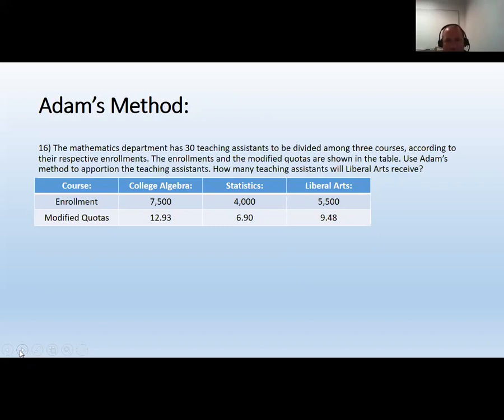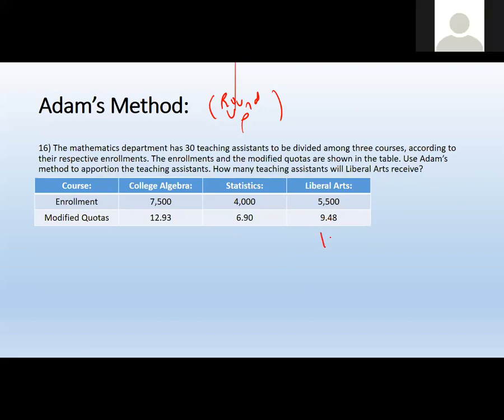So we're using, well, actually they already give us the modified quota. We just have to determine, are we rounding up or down on Adam's method, or normally? Round up, that's right. So now liberal arts has a modified quota of 9.48. How many teaching assistants would liberal arts get? 10. So we'd go up to 10 on Adam's method, and you would round up everywhere no matter what the decimal is. Does anybody have any questions on this problem?